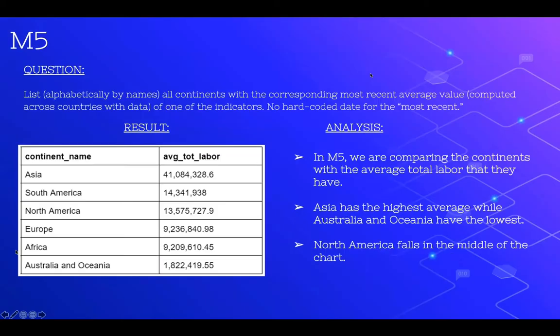List all continents with the corresponding average value of one of the indicators. No hard-coded data for the most recent. Now, in M5, we're comparing the continents with the average total labor that they have. Asia has the highest average, while Australia and Oceania have the lowest. North America falls in the middle of the chart.